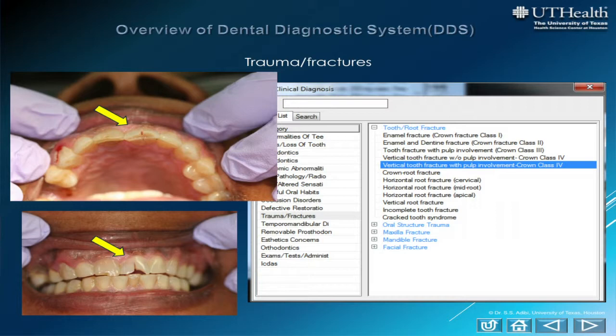This 43-year-old African-American man presented in urgent care clinic with chief complaint of cracked tooth. After complete review of medical and dental findings, it was discovered that the tooth is non-vital and asymptomatic, otherwise with vertical fracture through two roots. Therefore, a diagnosis of vertical tooth fracture with pulp involvement was selected for this case.